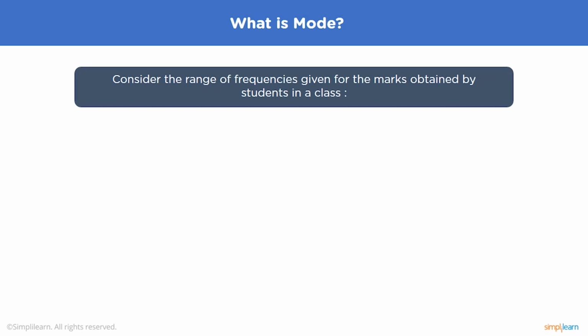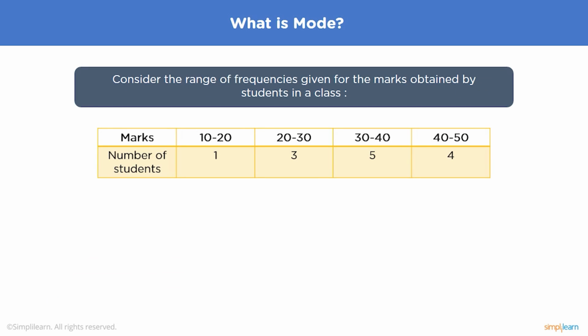Let's try to understand mode with the help of an example. The below table summarizes the data that we have used before and puts it in the form of a range of values. Only one student has obtained marks between 10 to 20, 3 have secured marks between 20 to 30, 5 have gotten marks in the range of 30 to 40, and 4 have gotten marks in the range of 40 to 50.